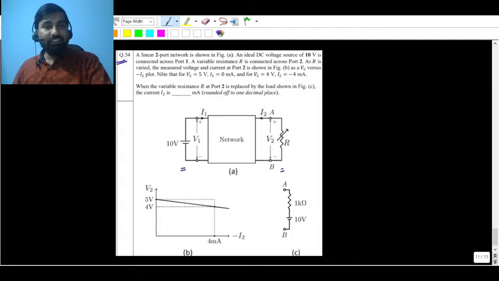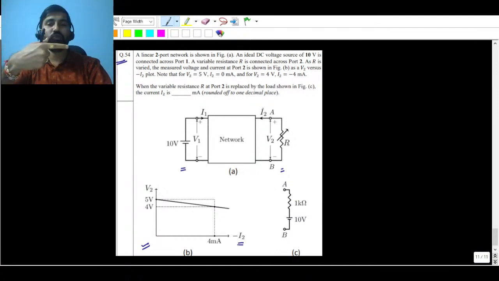As R is varied, the measured voltage and current at port 2 is shown in figure B. R is a variable resistance, and this is the plot they have given: V2 versus minus I2. You have to keep in mind this is minus I2, so that your resistance will not be negative. So these axes you have to identify properly. Why have they given minus I2? Because the direction of I2 is into the network.